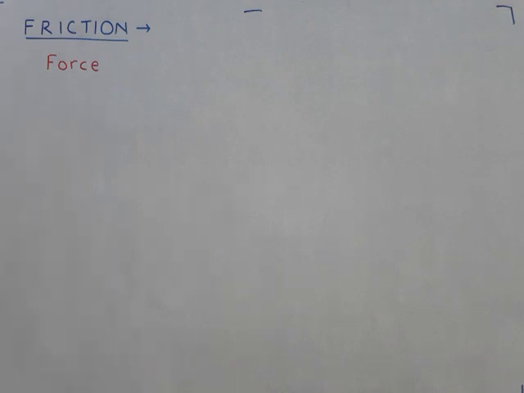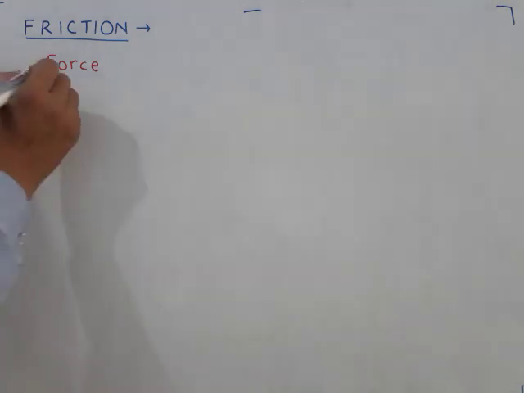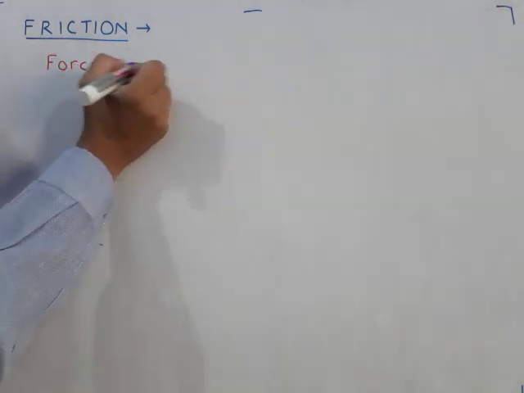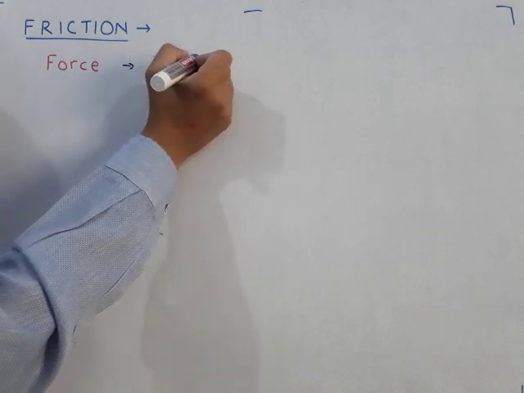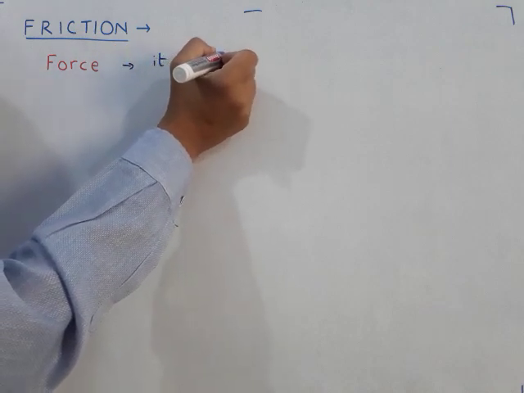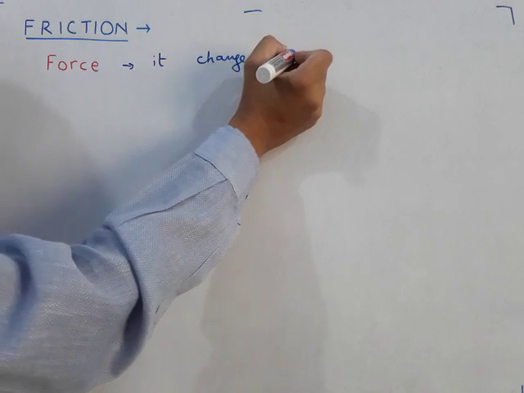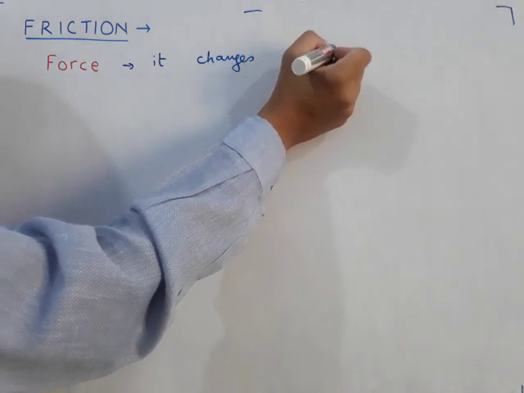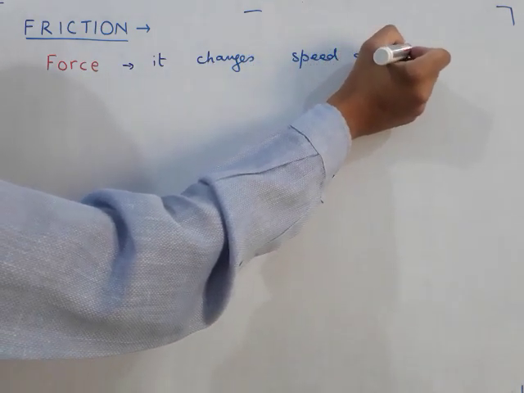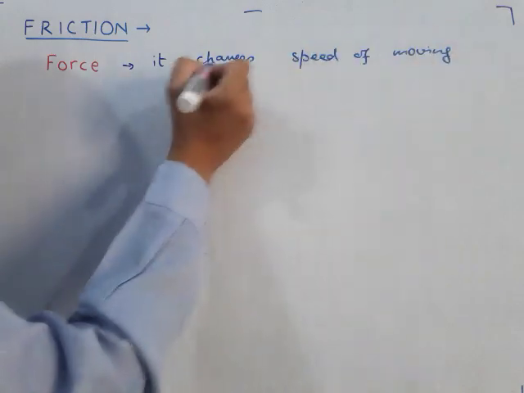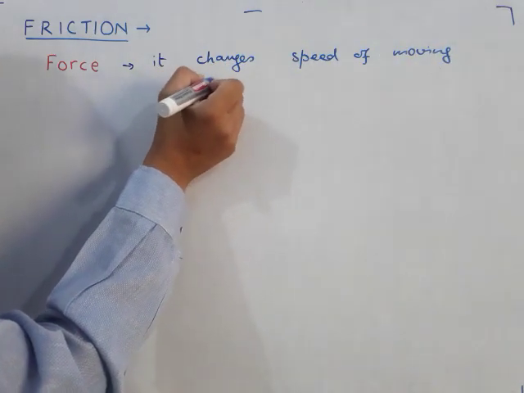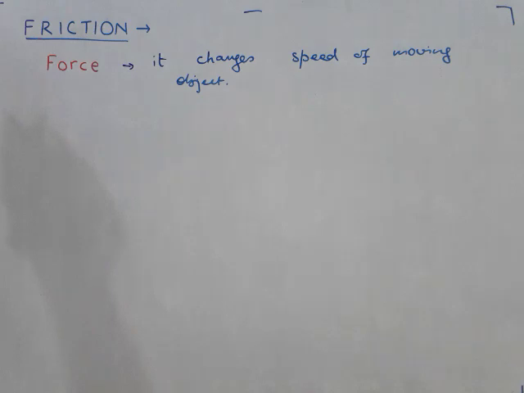Now before starting this chapter of friction, in the last chapter you have read about force. You have also read about effects of force. One of the effects of force is that it can accelerate. What is the meaning of accelerate? It can change the speed of a moving object. This you know, students, that is one of the effects of force. There are other effects of force, but I will not discuss that.